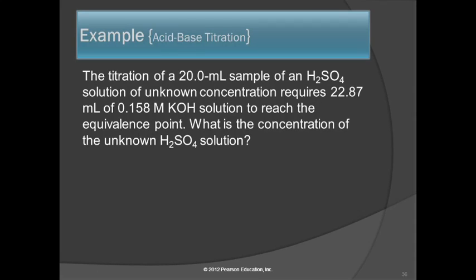So let's do an example calculation. Titration of a 20 milliliter sample of H2SO4 requires 22.87 milliliters of 0.158 molar KOH to reach the equivalence point. What's the concentration of the H2SO4?